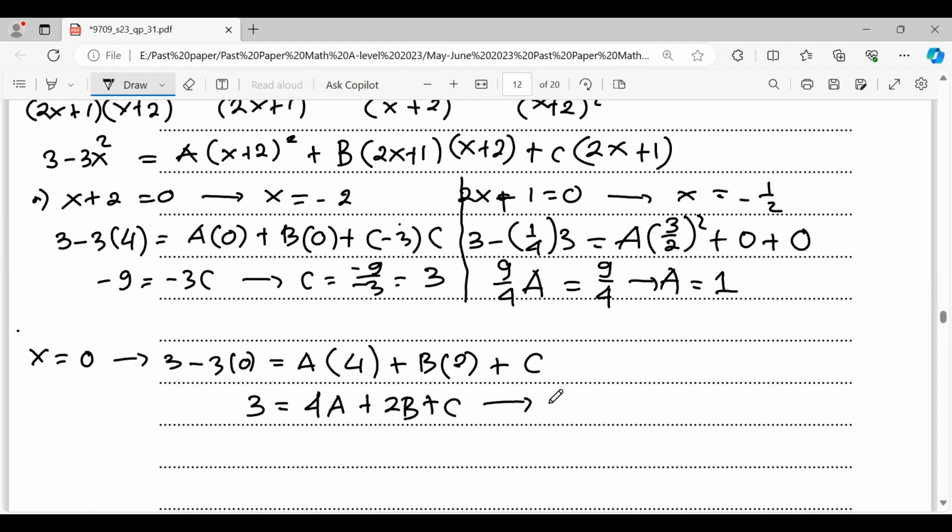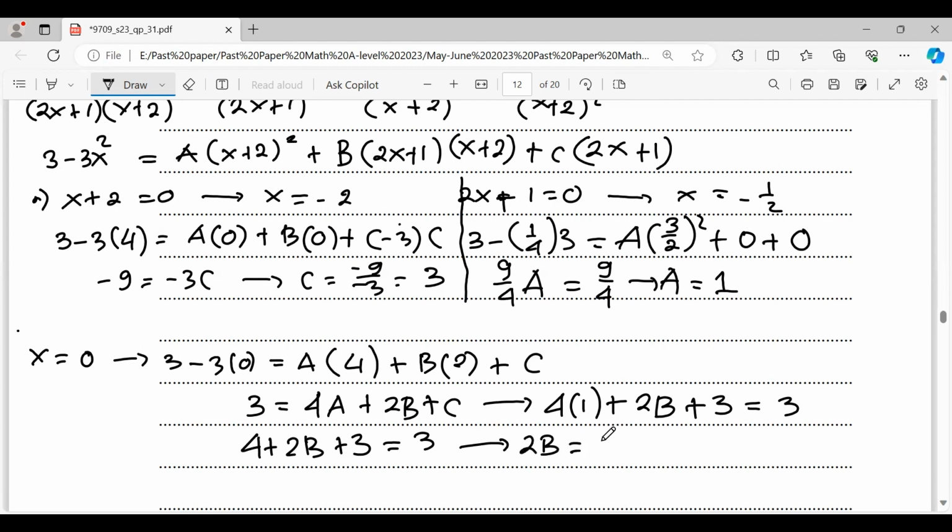Substitute that value, so 4 times 1 plus 2B plus 3 equals 3. Four plus 2B plus 3 equals 3. 2B equals 3 minus 3 minus 4, sorry. So 2B equals negative 4. B equals negative 4 over 2, B equals negative 2.